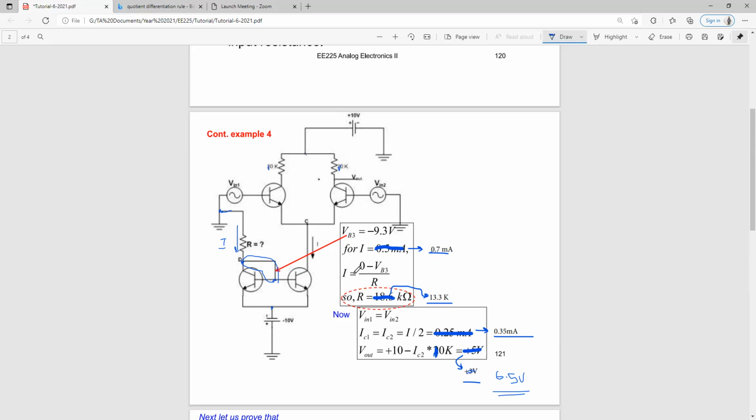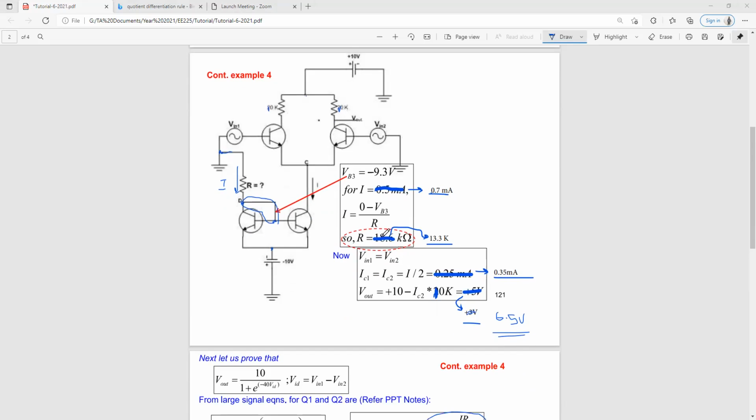Remember, I value is 0.7 milliamps, and our VB3 value is minus 9.3 volt. So knowing these two values, substituting them into this equation and solving for our R value, our R value actually becomes 13.3 kilo ohms. I hope all of you got 13.3 kilo ohms, right? Next, we have to solve for our Vout.